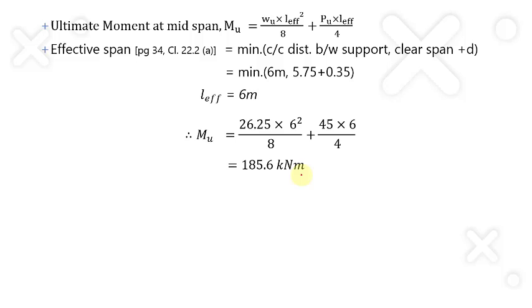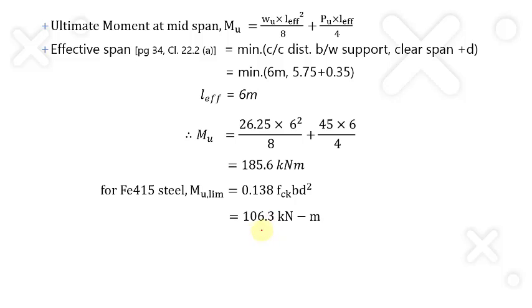Next, we want to know whether the beam has to be designed as a singly reinforced section or a doubly reinforced section. Now, in order to get that idea, we need to compute limiting moment carrying capacity for Fe415 steel. So we already know for Fe415 steel, the limiting moment carrying capacity is 0.138 fck b d square. So this gives me the limiting moment as 106.3 kilonewton meter.